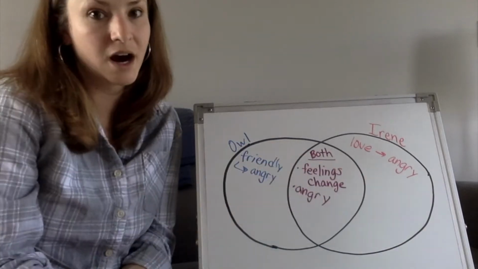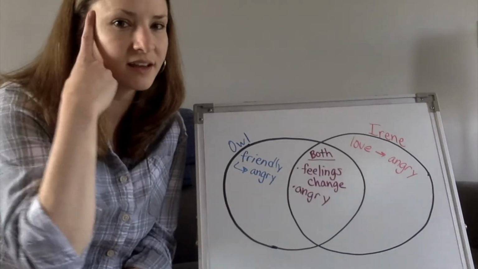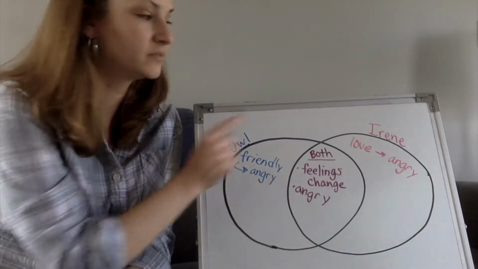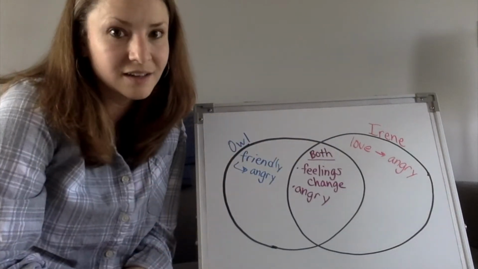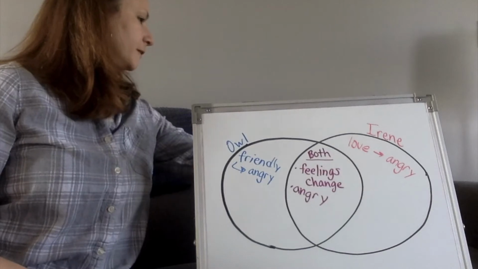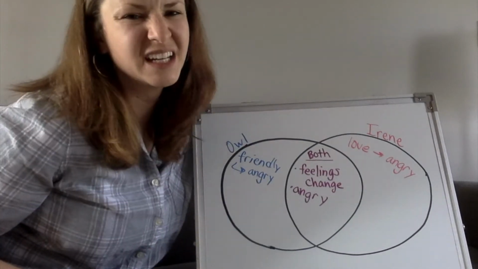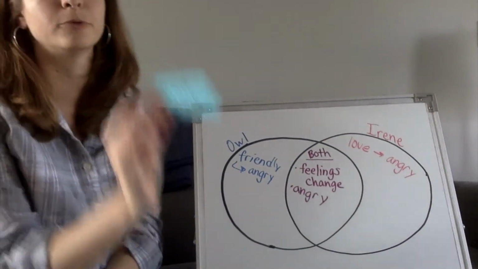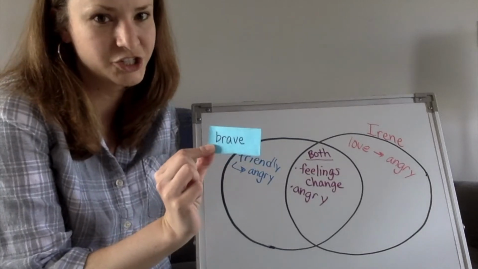We're going to figure out where on the chart they go. So you have to think, does it apply to Al? Does it apply to Irene? And if it's both, then it would go right here in the middle. So the first one, I'm going to start with an easy one, is brave. Brave is a character trait.